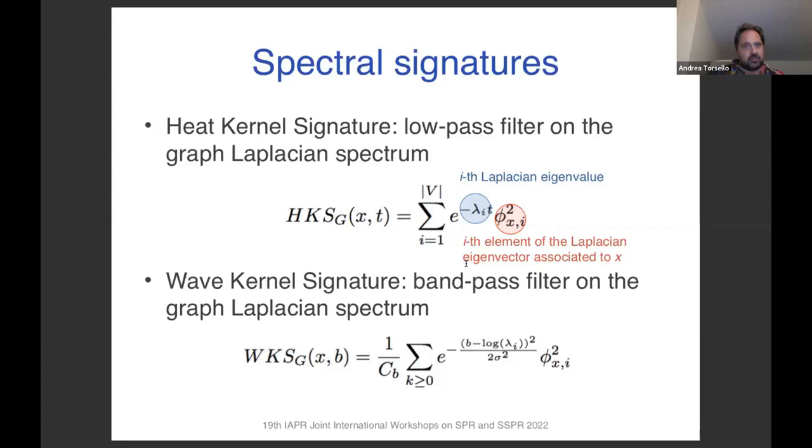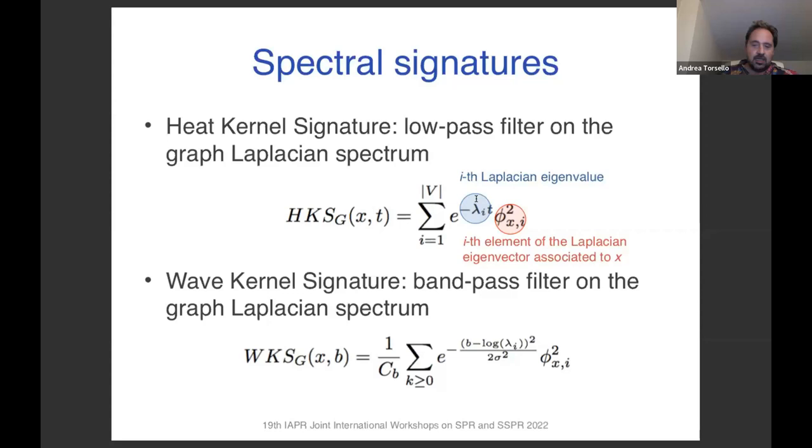As you do the computation of it, you'll see it's basically a low pass filter on the Laplacian spectrum, so that you have the spectral element with the eigenvector of the Laplacian, and then you have the negative exponential of the eigenvalue, which does a damping of the components depending on the actual frequency we're looking at, which basically results in the low pass filter.